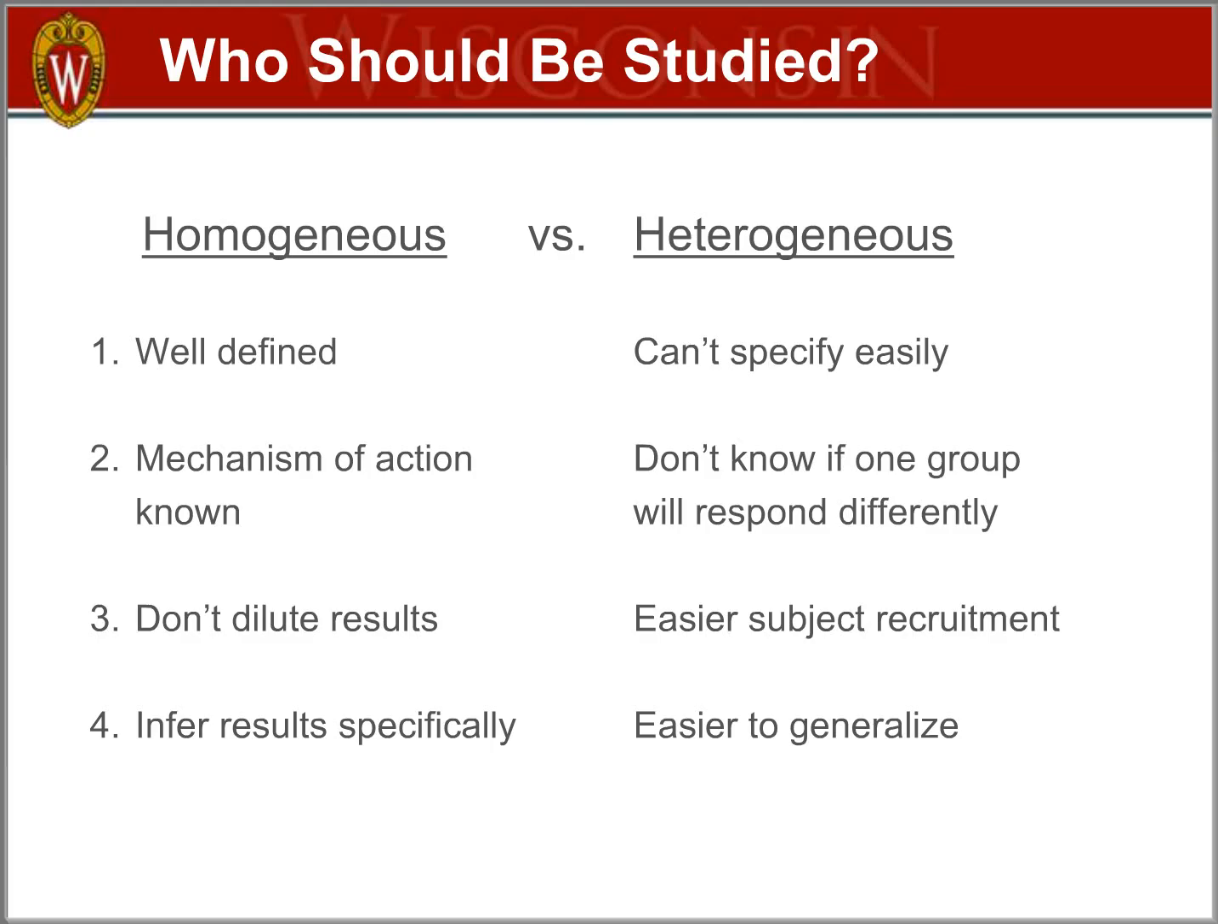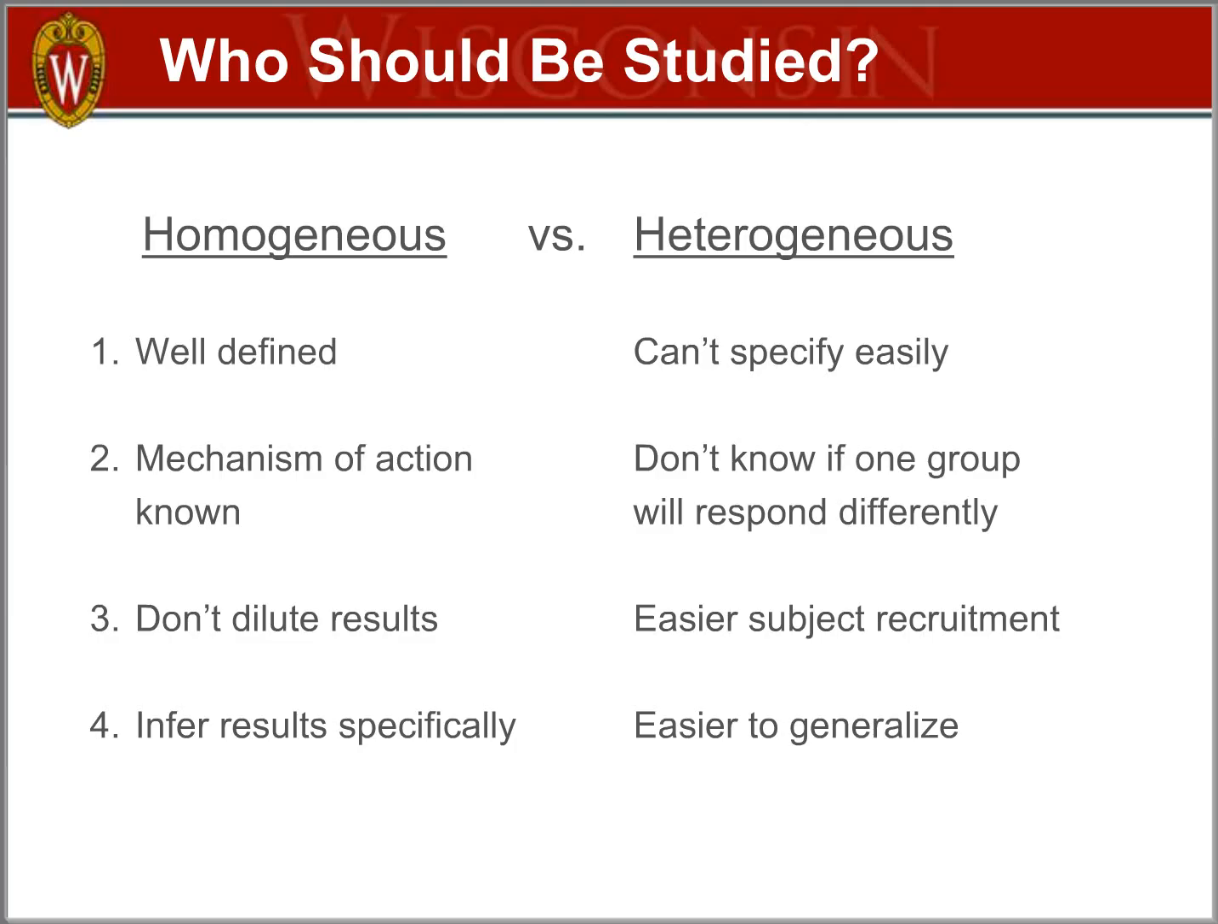If our population is really homogeneous, tightly defined, and it's appropriate for how we think the drug works, then we will not dilute the results of our study by people who will never benefit. However, it's tougher to recruit because there's fewer of those people. So the heterogeneous population allows for easier subject recruitment. And finally, with the tightly defined population, we can be very specific about our inferences, but the heterogeneous population is more easily generalized.